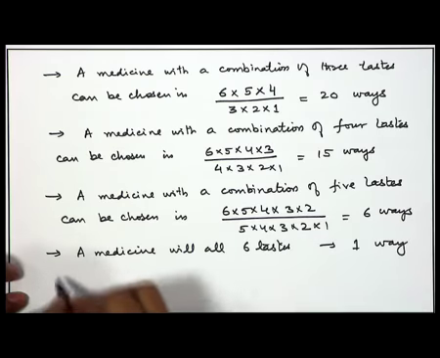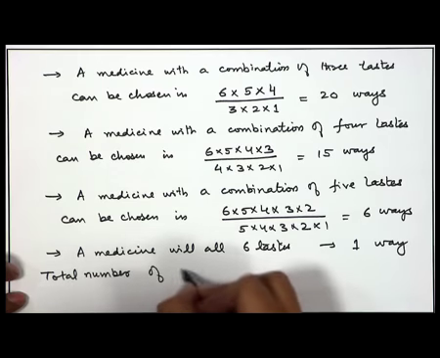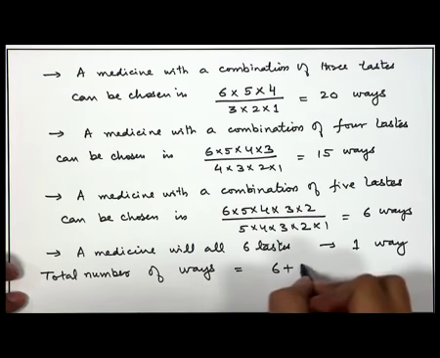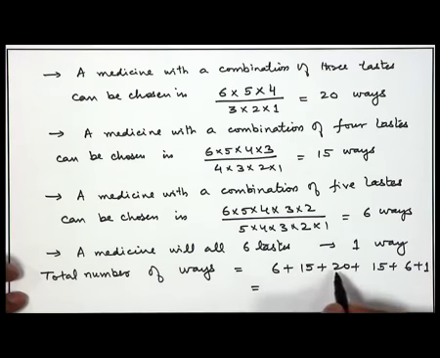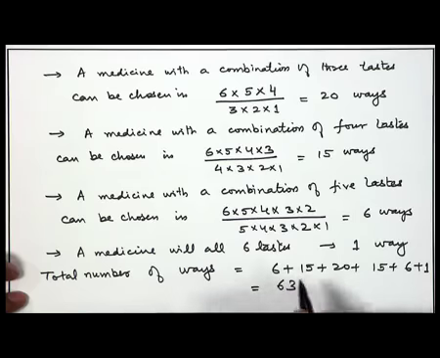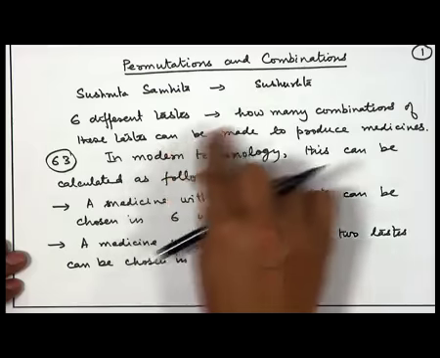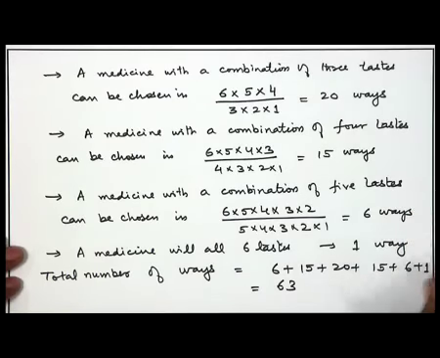So, now if you look at the total number of ways, that is equal to 6 plus 15 plus 20 plus 15 plus 6 plus 1. So, you can see easily, 63. So, you can see here how many combinations of 6 different tastes can be made to produce medicine. So, there are 63 ways. This type of calculation was known in ancient India.